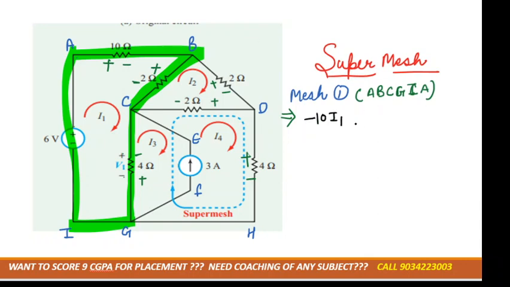Yes, negative 10I1, then minus 2I1 minus I2, then minus 4I1 minus I3, then plus 6 equal to 0. So this is your equation 1, right?